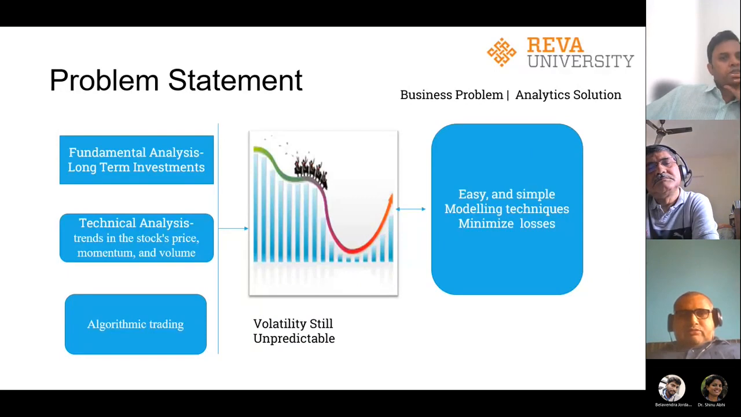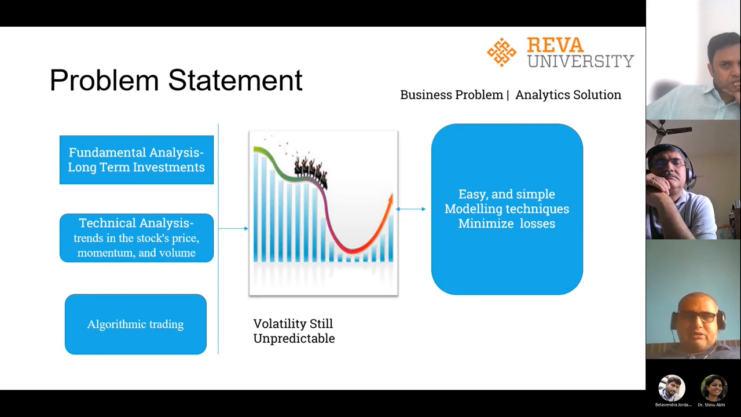And then let us come to the problem statement. Earlier we already had fundamental analysis, which has been used for long-term investment. In technical analysis, we try to understand the trends in stock prices based on momentum and volumes. Based on that, we have different technical indicators in the market, like RSI, Bollinger Bands, and MACD, and some other trend indicators like the moving average, which we mostly use.